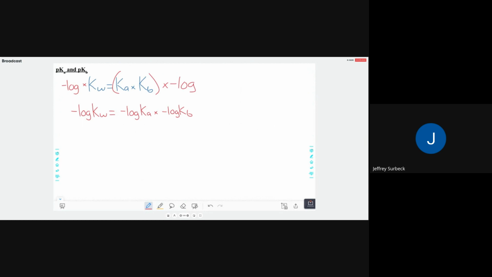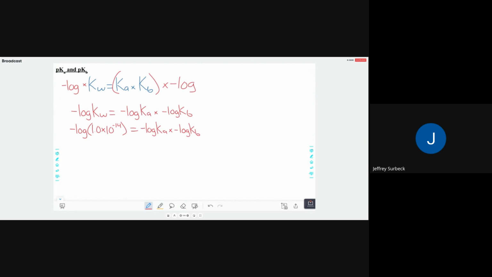Remember, Kw has a particular number, a known number, and I'm going to insert that. So instead of Kw, let's put in 1 times 10 to the negative 14th. We're still going to keep the right-hand side as is, the negative log of Ka times the negative log of our Kb.